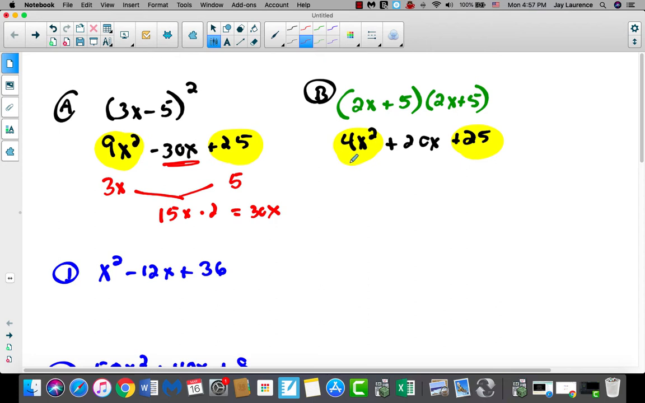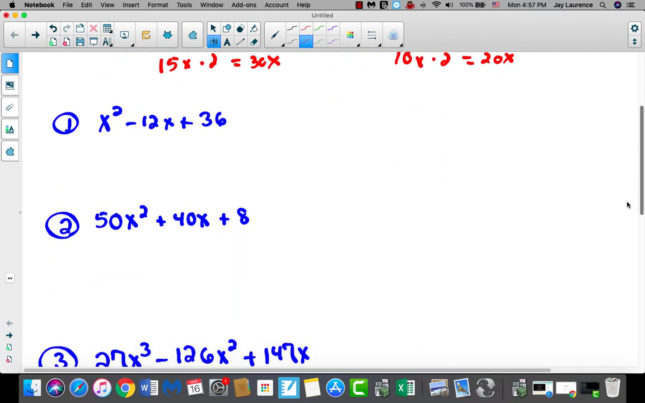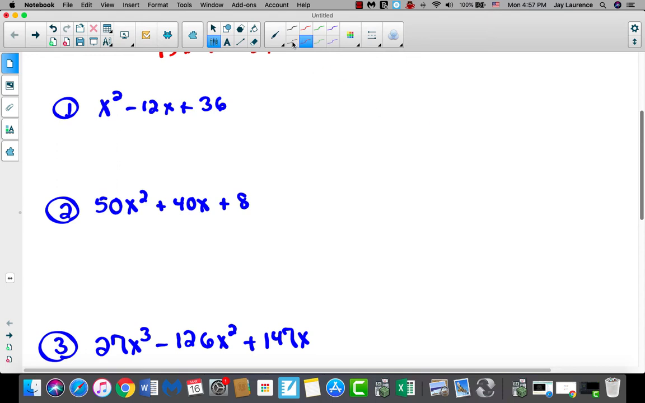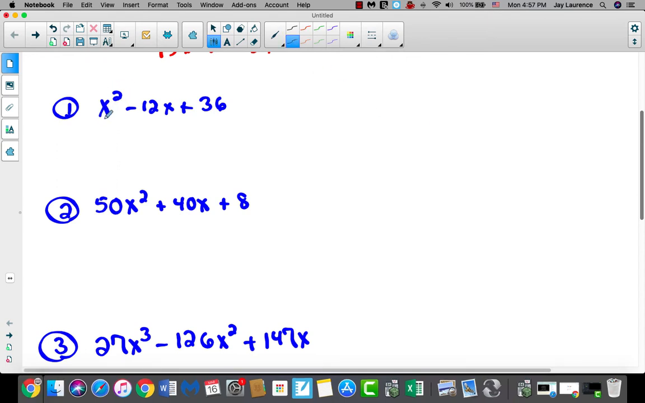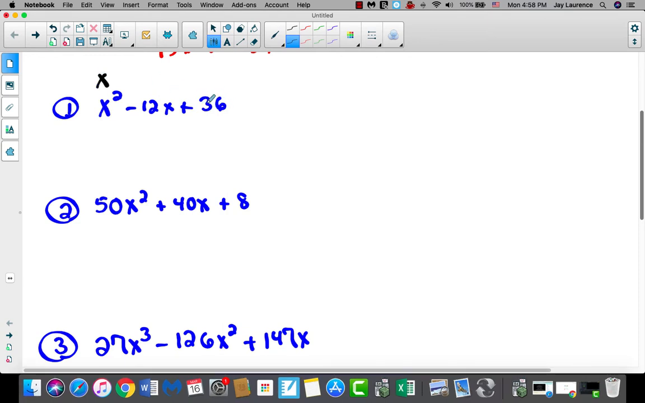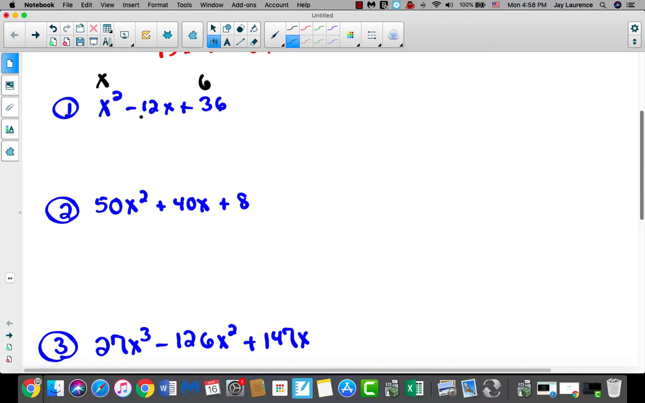Remember that. Let's see if it works on this one. Yeah, we're going to get a square root of 2x, square root of 5, multiplied together is 10x, doubled is 20x. Sure enough, it matches, okay? So I'm going to come down here to problem number 1, all right? And is this a perfect square? Well, yeah, and its square root is x. Is 36 a perfect square? Sure, 6. 6 times x is 6x, doubled is 12x.